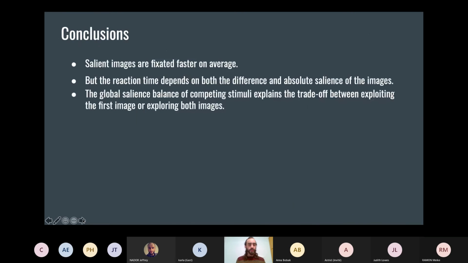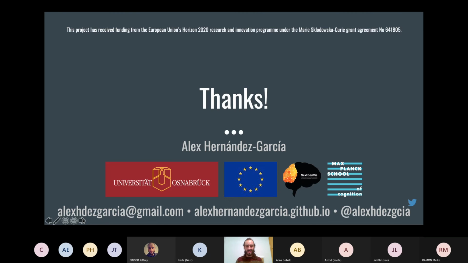To conclude this part and the whole thing, because I'm finishing, we found that salient images are fixated faster on average, but this reaction time depends on at least both the difference between the two images and the absolute salience of the image. And the global visual salience balance, so this difference between the two, can explain the trade-off between exploiting the first image or exploring both. And with this, I conclude the presentation.